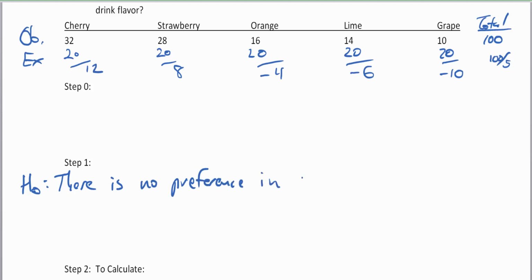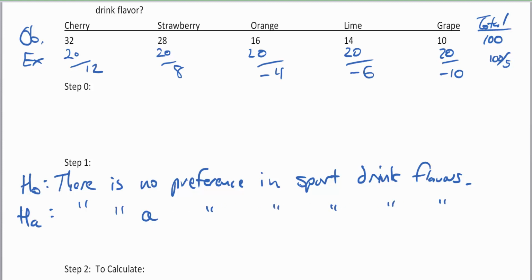in sport drink flavors. No preference in sport drink flavors, but the alternative hypothesis, H sub A, is there is a preference in sport drink flavors. So instead of just getting 20 of each kind, you may pay attention to the data that we're selecting. Now, this is not stating which one's the best and which one's the worst. The alternative is just saying, no, you just can't buy the same of each one.